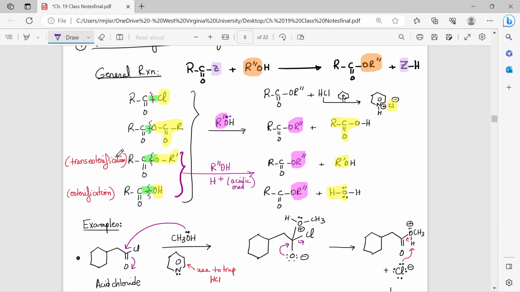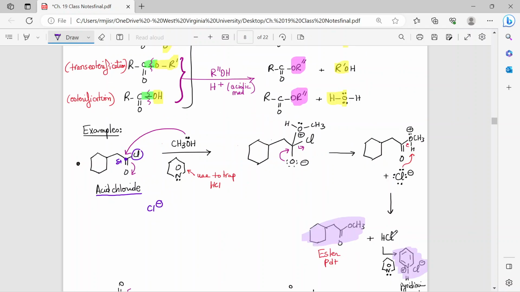This is different than what we went over earlier, which is esterification. Esterification is when you start with an acid and you react it with an alcohol to get an ester. Okay, so this is the difference between both. But both of them happen in the presence of an acidic medium. Let's start with the first case over here, the acid chloride with the alcohol.